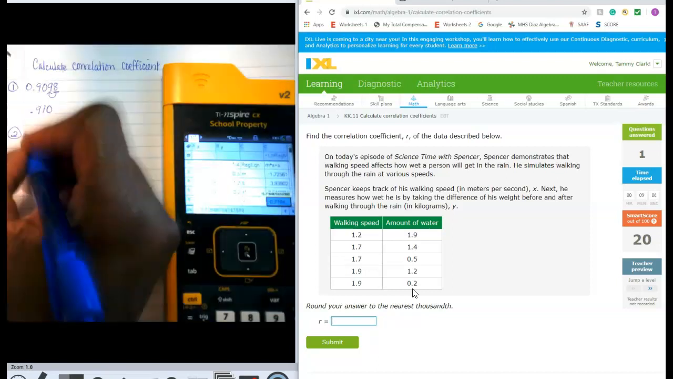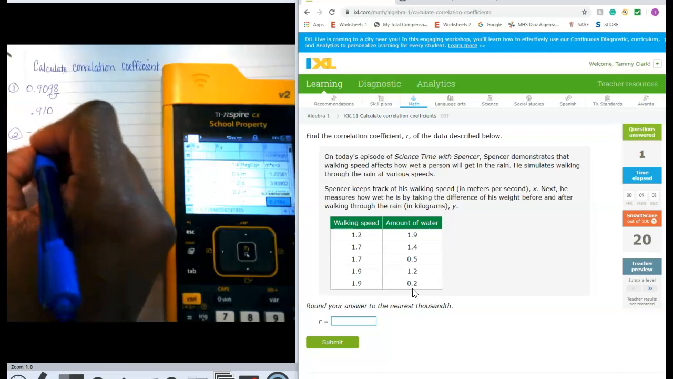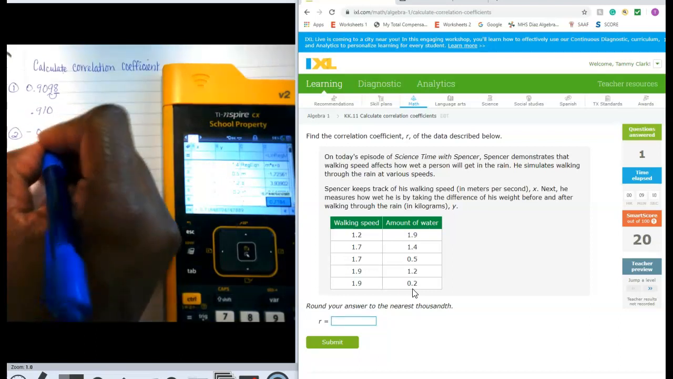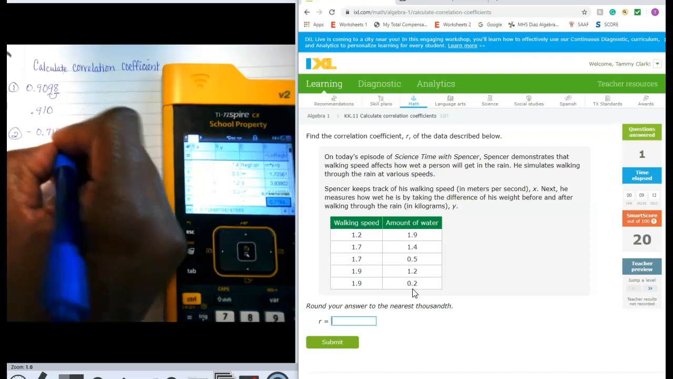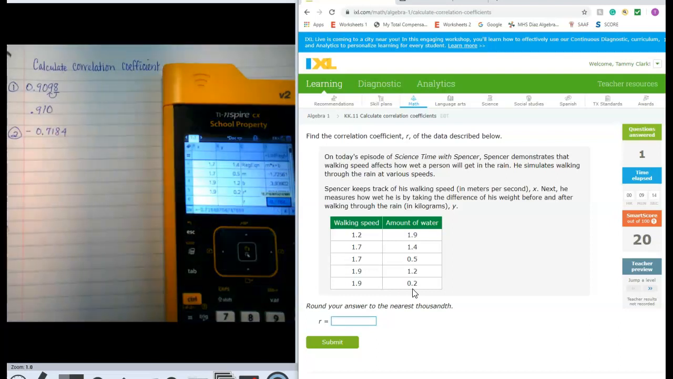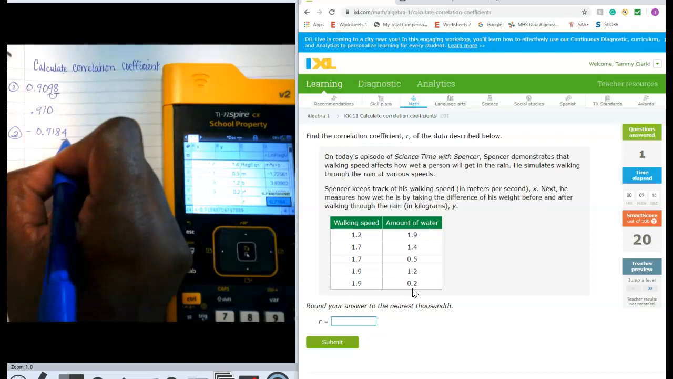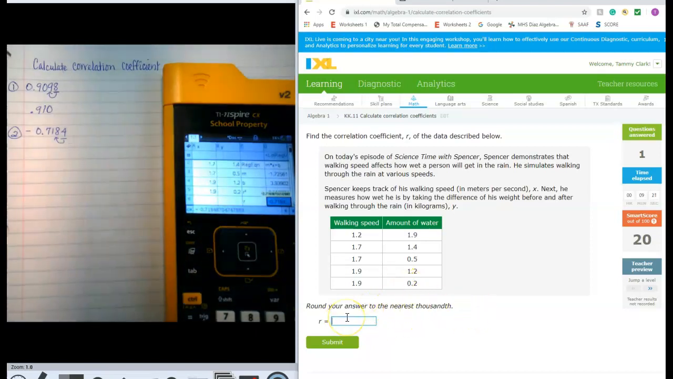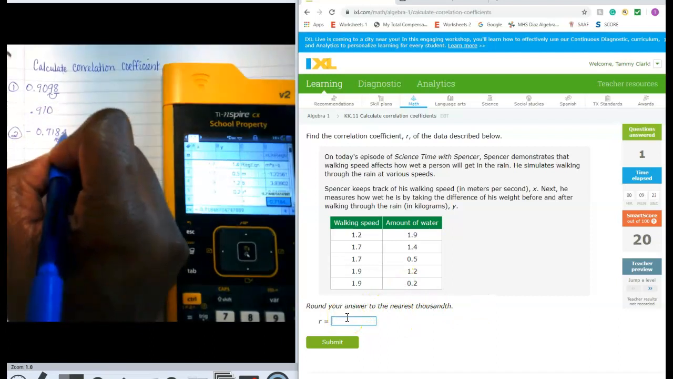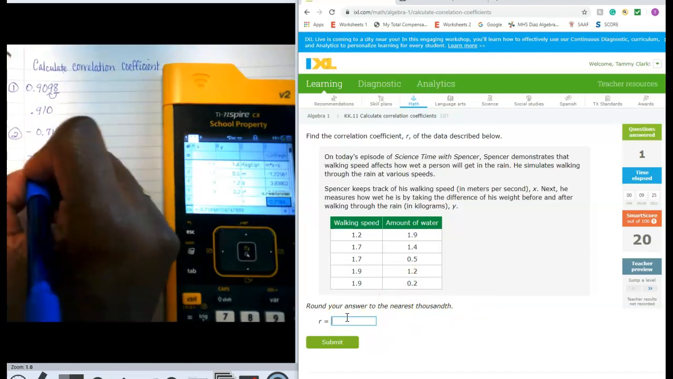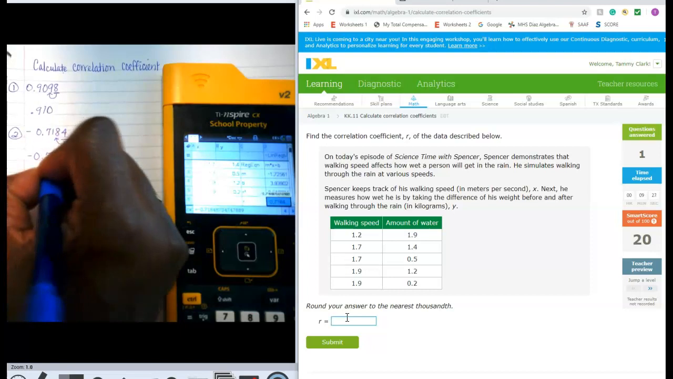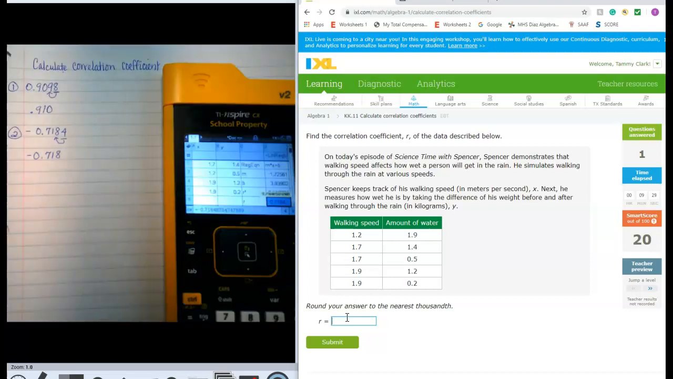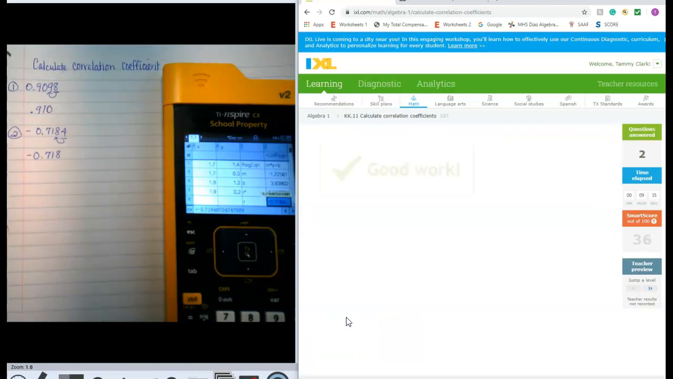So I've got negative 0.7184. We're going to use the 10,000ths place to decide what to do with the thousandths place because we're asked to round to the nearest thousandths. Well, this 4 is less than 5, so I'm just going to drop that. And so our answer would be negative 0.718.